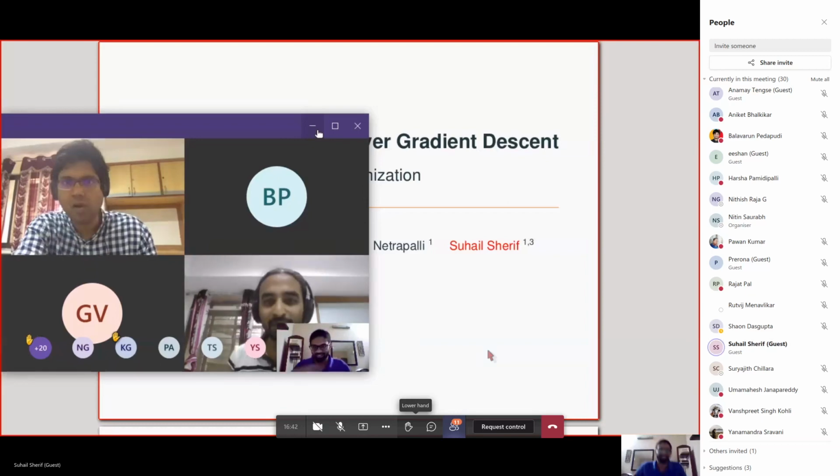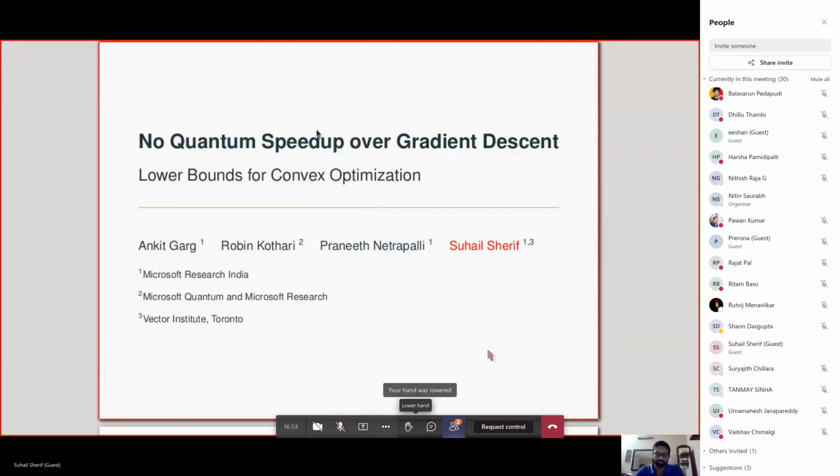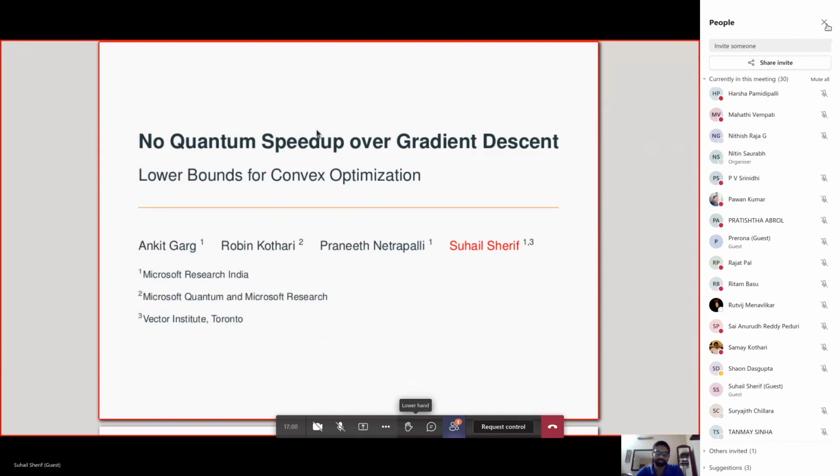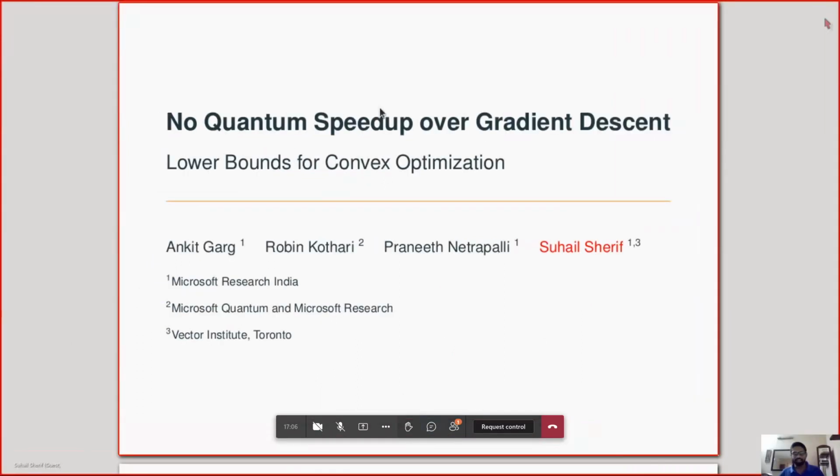Let's start this. And so we have Suhail, computers help you with gradient descent. So at Vector Institute Toronto, he recently completed his PhD from TIFR, and his research interests are complexity theory, query complexity, and communication complexity, etc. Okay, so over to you, Suhail. Thanks a lot. Thanks, Nitin.